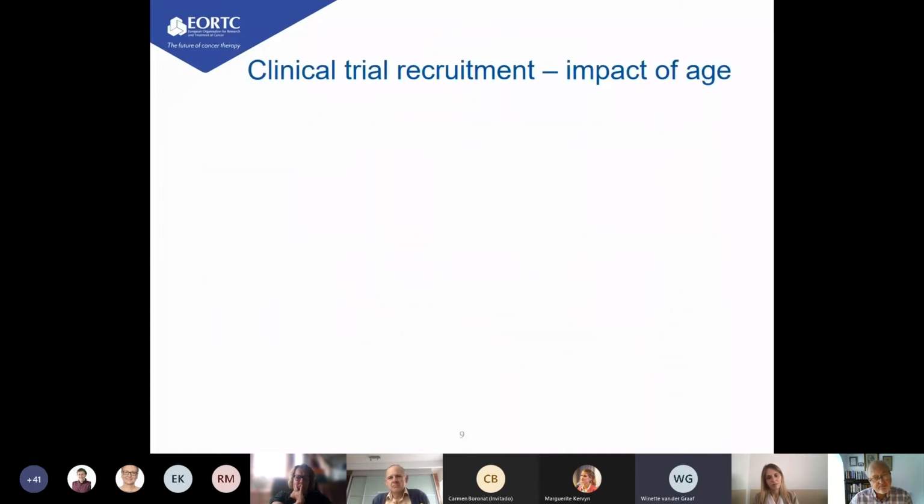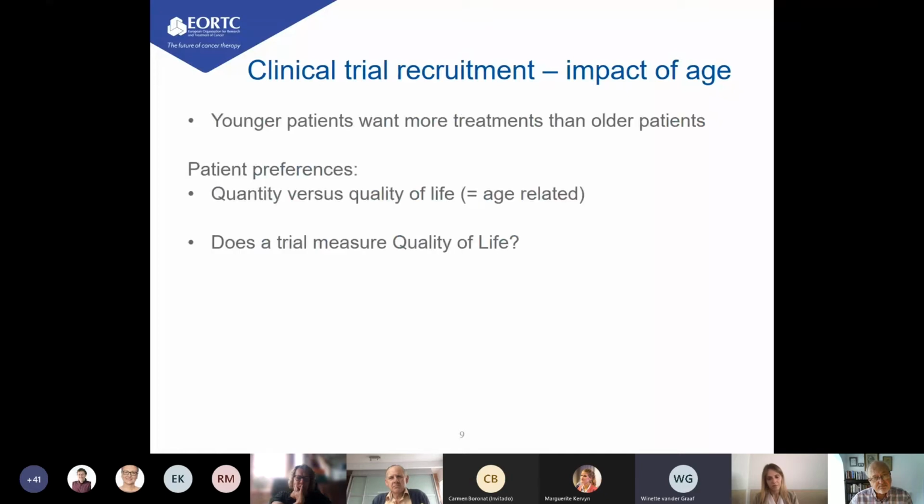And then something that's always very important and not often very well discussed, that's the impact of age. Also, Jessica referred to that. There's really a huge difference whether you treat younger patients or elderly patients. Younger patients in general can tolerate more treatment, and they also want more treatment than older patients. And we have done a project, I will show you the details in the next slide, where we looked at whether there's also a preference of younger or elderly patients for quantity versus quality of life when you start a trial. And that's important to consider.